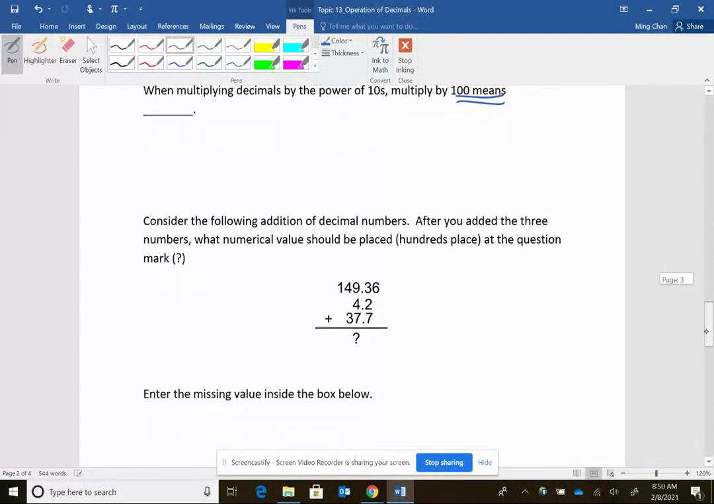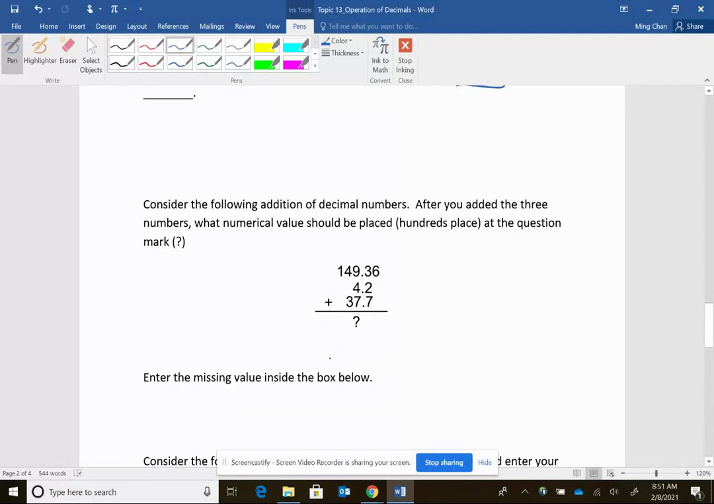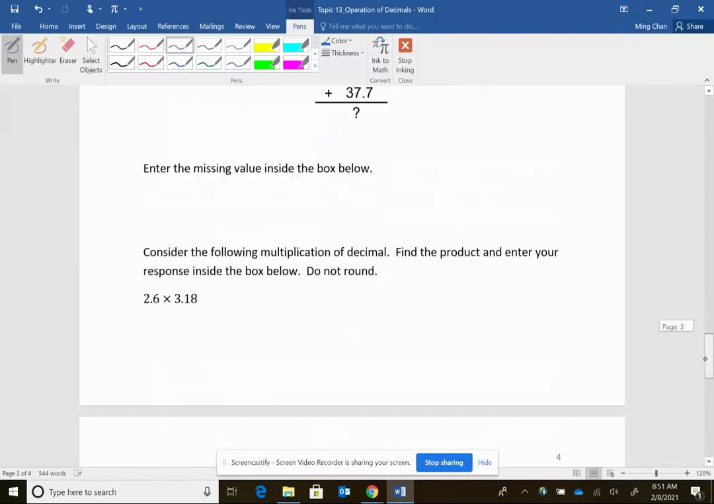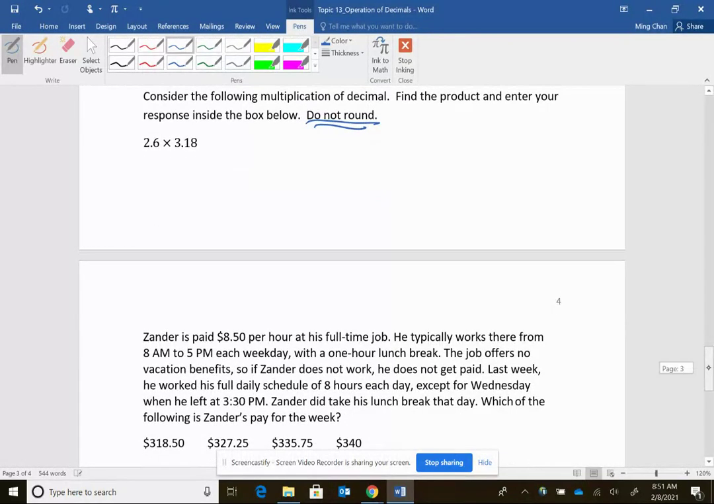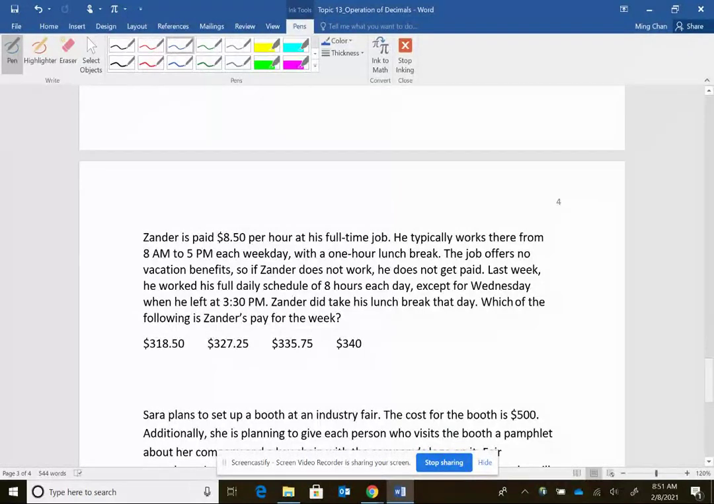All right, consider the following addition. After you add them up, all you have to do is enter the missing value, the question mark. Make sure you add them up and see exactly what this digit is, and then enter that. Consider the following multiplication of decimals. Do not round. Multiply this out, and whatever answer it is, enter it in. These word problems are multi-step word problems, so there are a lot of things going on that you have to take into consideration. I'm going to give you a couple of hints here.